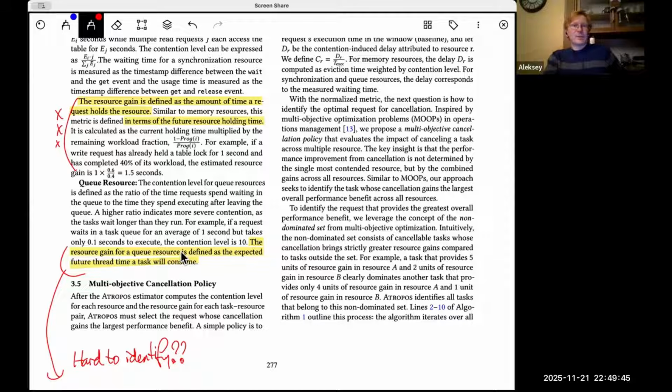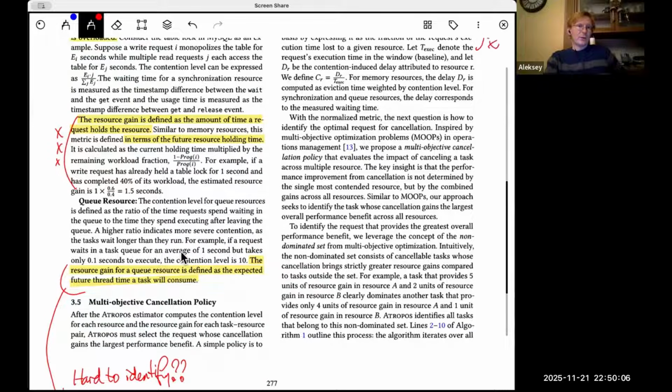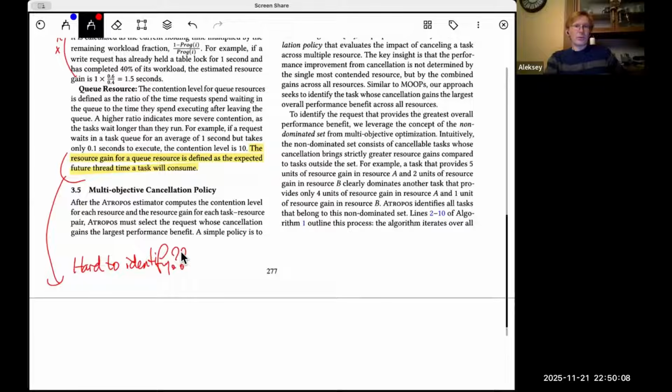To make contention level comparable across different resource types, we normalize contention on a per window basis by expressing it as a fraction of the request execution time lost to a given resource. Let T_exec denote the request execution time in the window baseline, and let d_R be the contention-induced delay attributed to resource R. We define C_R as d_R over T_exec. For every resource, the delay d_R is computed as eviction time weighted by contention level. For synchronization resources, the delay corresponds to the measured waiting time. With the normalized metric, we then question.